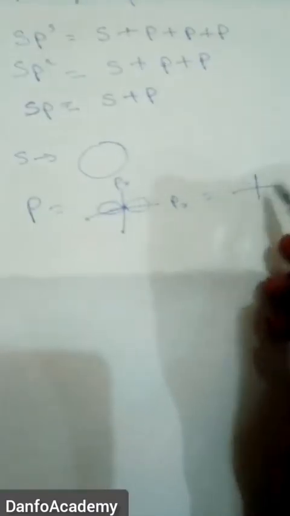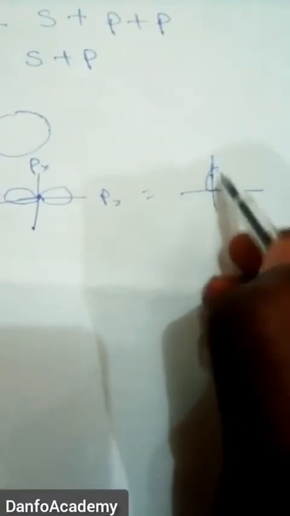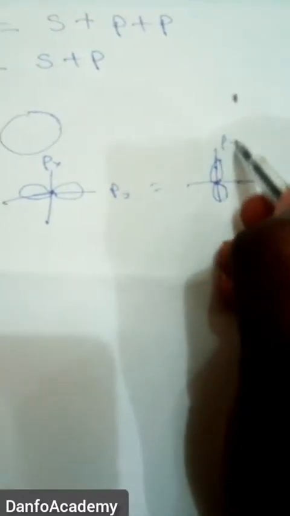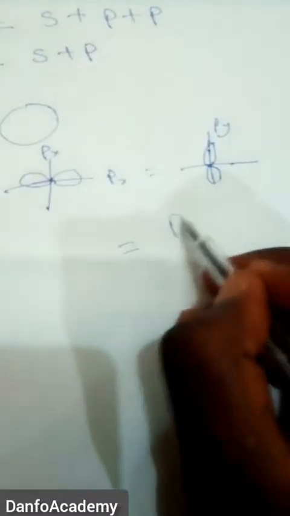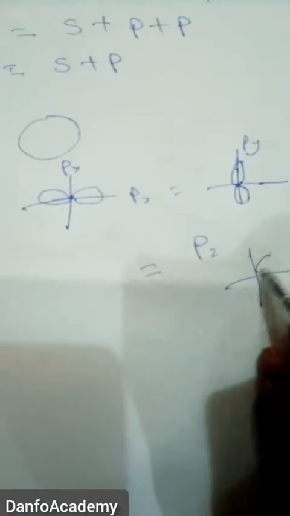Sometimes you can have it around the y-axis too, which forms something like this. This is py, as you can see here. Now you can also have pz. For the pz, it has to be slanted. It comes in a shape somehow like this. This is the pz.